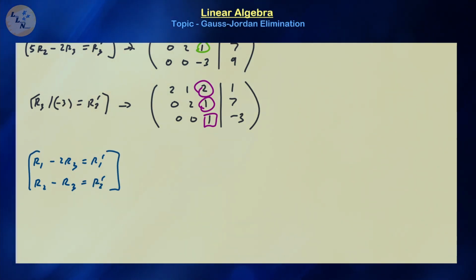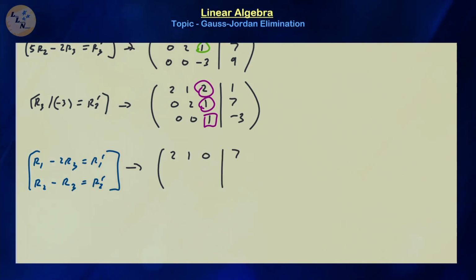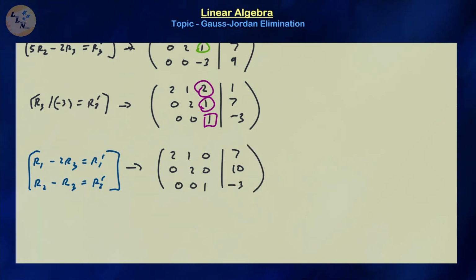Keep in mind that these operations are not unique. There are other alternatives that you could do. I'm just choosing the ones that at least seem the easier to work with, at least to me. So what is that going to give me? So we're going to be changing rows 1 and 2. So once you work through that, what will you get? That's going to give us 2, 1, 0 augmented with 7, 0, 2, 0 augmented with 10, 0, 0, 1 minus 3 since the last is not going to change, and that gives us that.